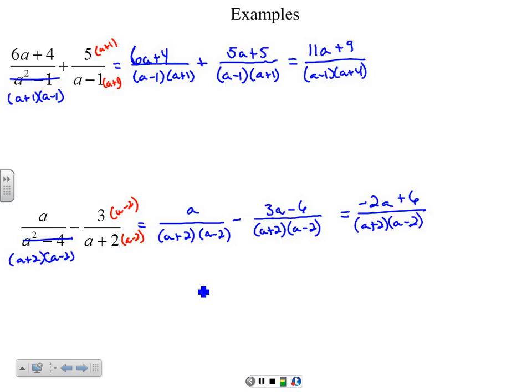At this point, we need to factor out that negative 2 in the top, which is going to give us negative 2 times a minus 3, and then on bottom is your common denominator. And then we need to look to see if anything will reduce, and it won't, because none of these three groups are the same, and we don't have anything to cancel the negative 2 with, so that is going to be your answer.